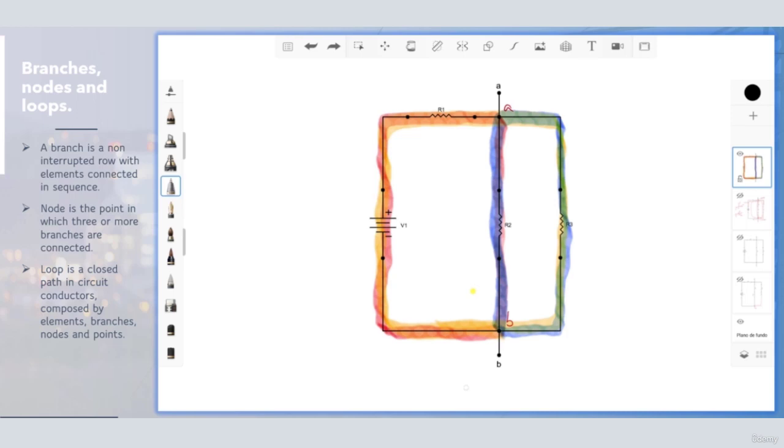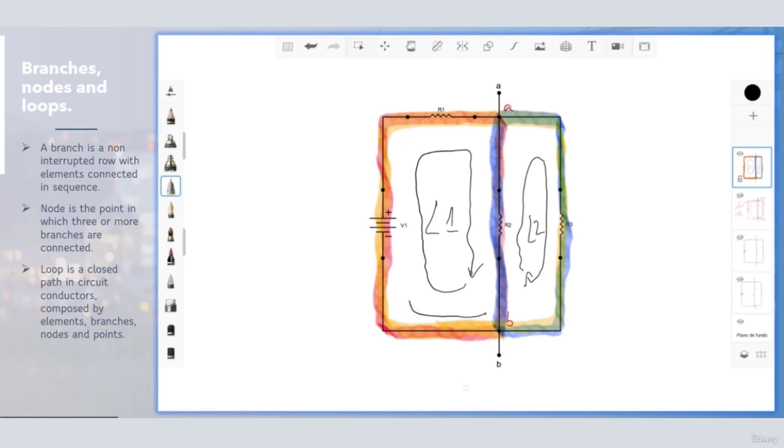The first, we started from node B, we crossed the voltage source 1, the resistor 1, the node A, the resistor 2, and we ended the line. So this was the loop 1. And the second loop, we started from node B, we crossed the resistor 2, node A, resistor 3, and again the node B, and that was the loop number 2. In the last loop, we crossed from B, the V1, R1, node A, R3, and we go to the B. So that was the loop number 3.